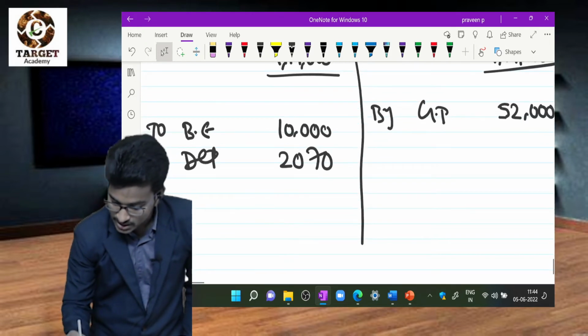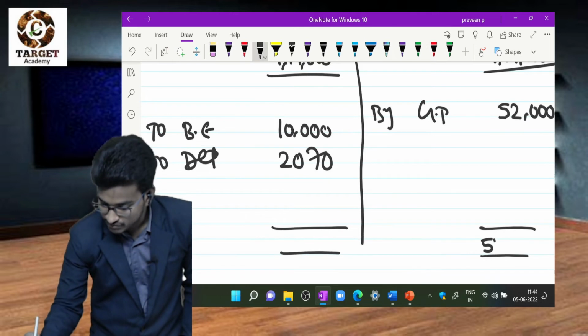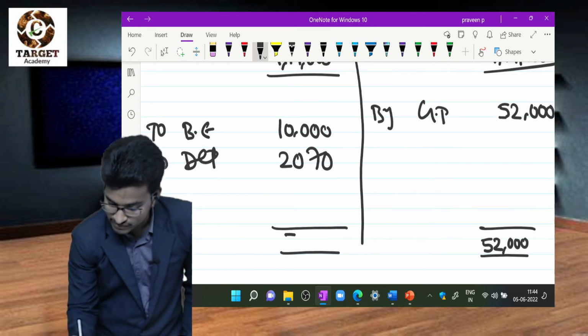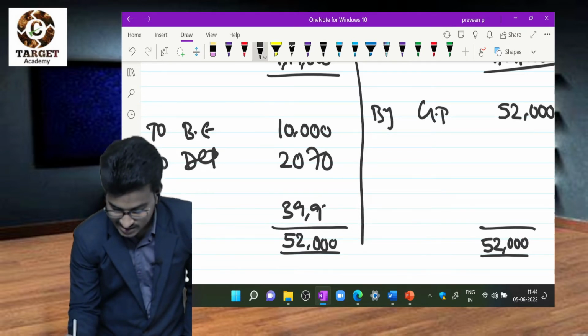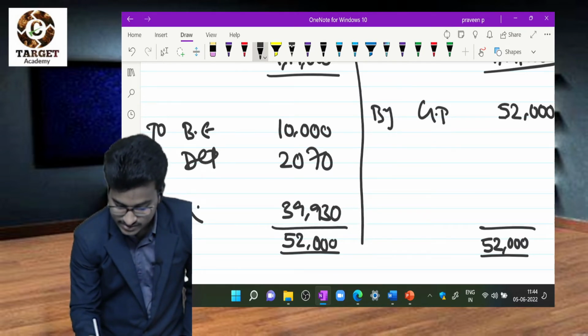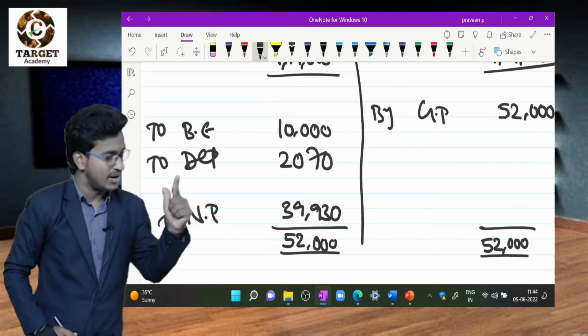Let's close the profit and loss account. Tell me the balancing figure. 52,000, 52,000. The balancing figure is 39,930. This is the net profit. Yes, we completed the trading account and we completed the profit and loss account.